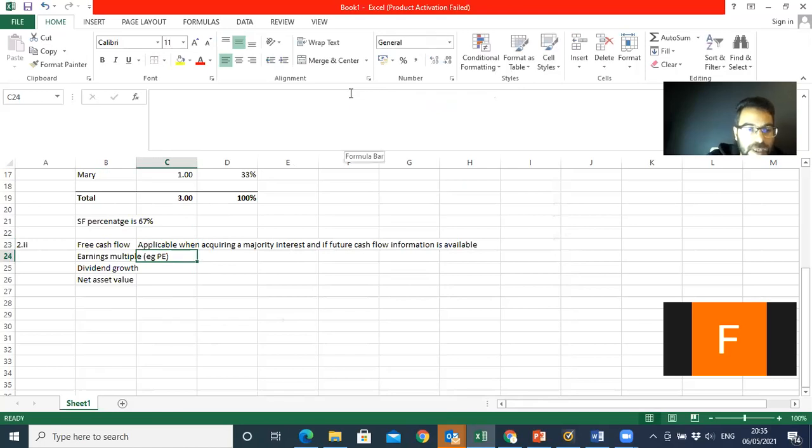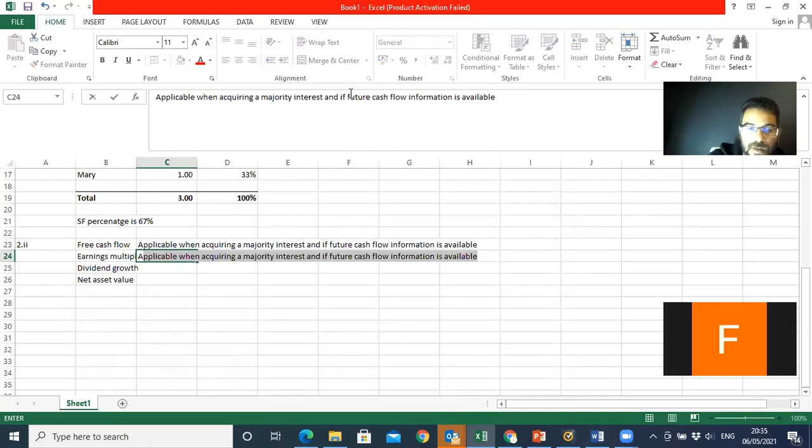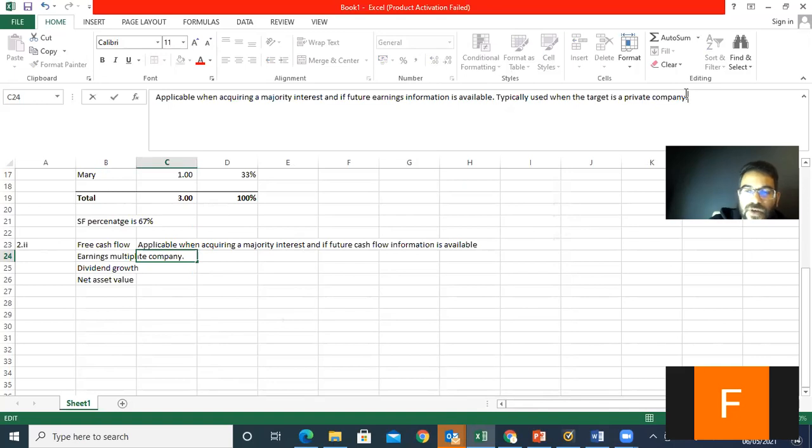Earnings multiple, for example PE, is applicable when acquiring a majority interest, and if future earnings information is available. It is typically used when the target company is a private company. Okay, so those are reasons.